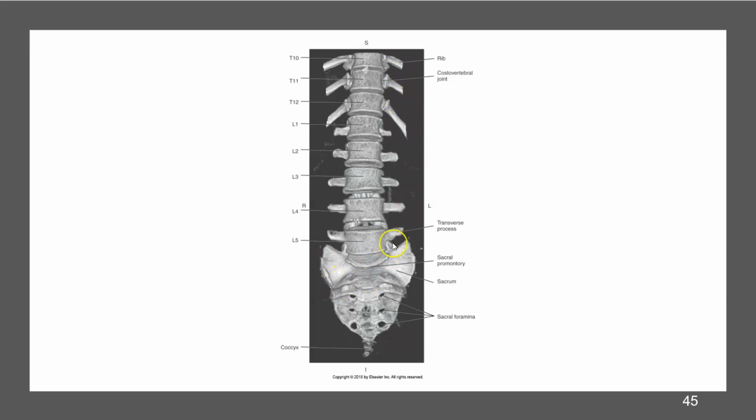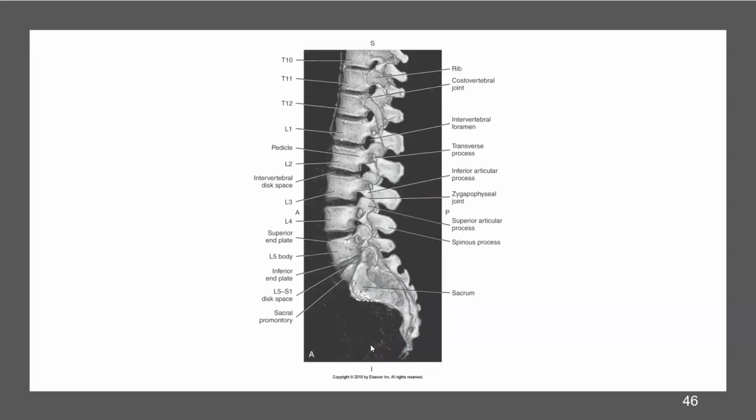So we look here, here's the sacrum. And here's L5, 4, 3, 2, 1. Yep, 12 has a rib. Perfect. So we have the costovertebral joint, we have the transverse process, the sacral prominence, here's the sacrum, and all these holes are the sacral foramina, and there's your coccyx.